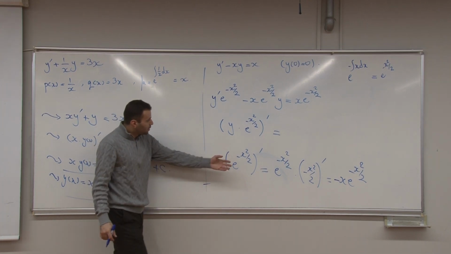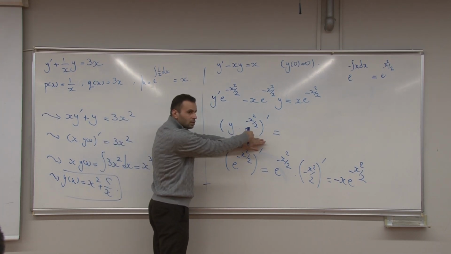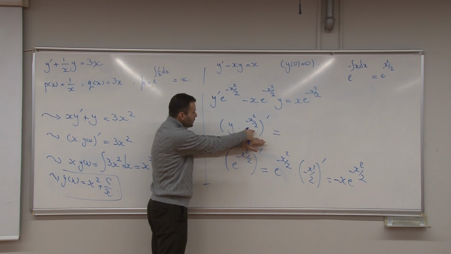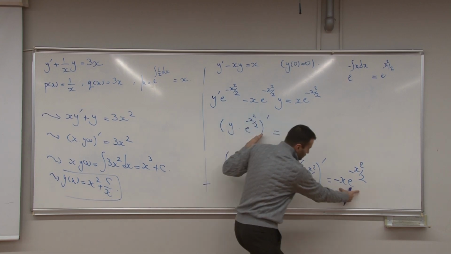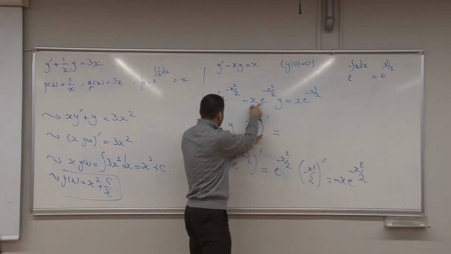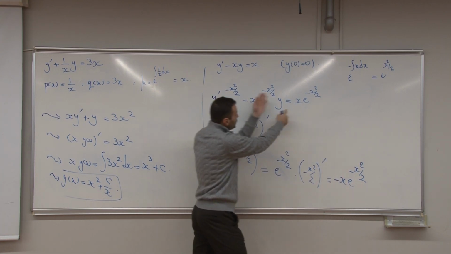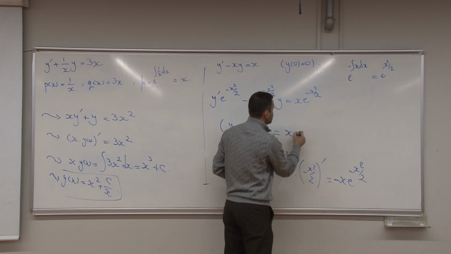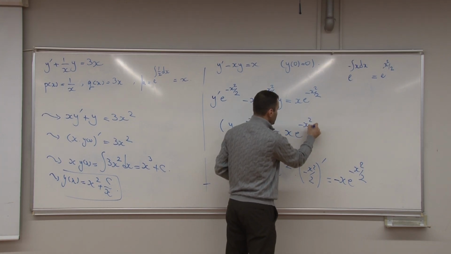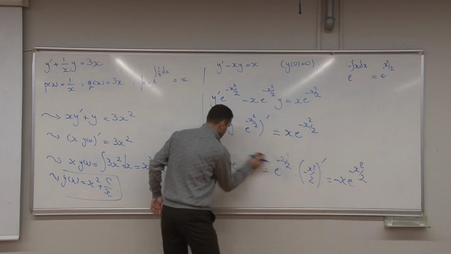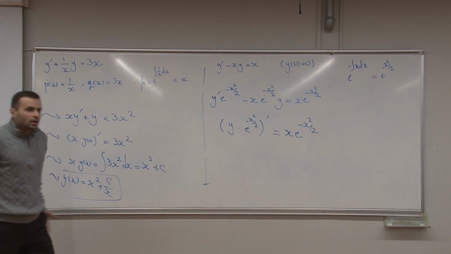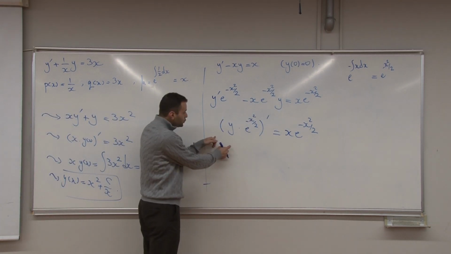Now look at this. What is the derivative of this? Derivative of the first one times the second one, plus derivative of the second one times the first one. Equal to this: x e to the power of minus x squared over 2. Good? Okay. Now, how should we continue?